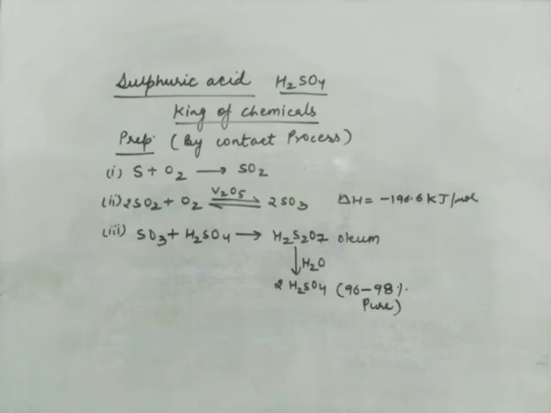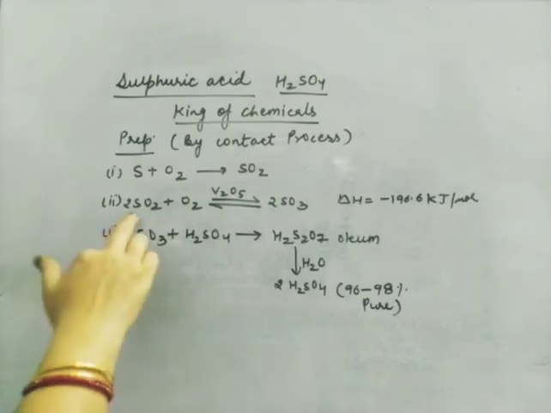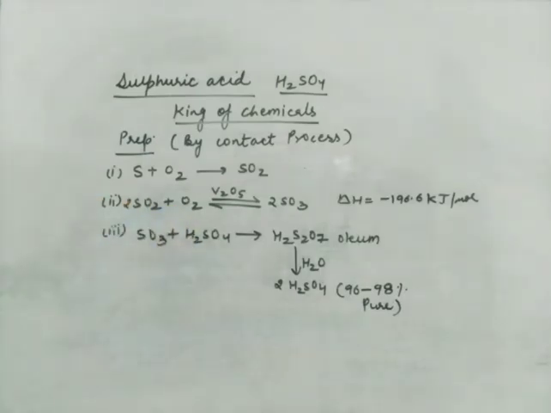Now, the contact process involves three main steps. The first step is burning of sulfur. So sulfur is burned to produce sulfur dioxide. Either you can burn sulfur or you can burn any ore of iron, for example FeS2, any ore containing sulfur, to produce sulfur dioxide gas. This sulfur dioxide combines with oxygen in the presence of a catalyst, vanadium pentoxide, to form SO3 gas.